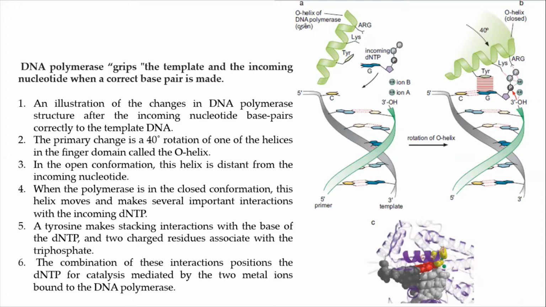Yes, ma'am. So there are 3 amino acids which stabilize the incoming dNTPs. Arginine and lysine are positively charged, so they stabilize the incoming dNTP. Even though there are two metal ions stabilizing on one side, these two also make significant stabilization on the other side. And tyrosine makes the stacking interaction on the base of the dNTPs. So totally this is stabilized, and there is a rotation of 40 degrees on the helices on the finger domain. So they are known as O helix.